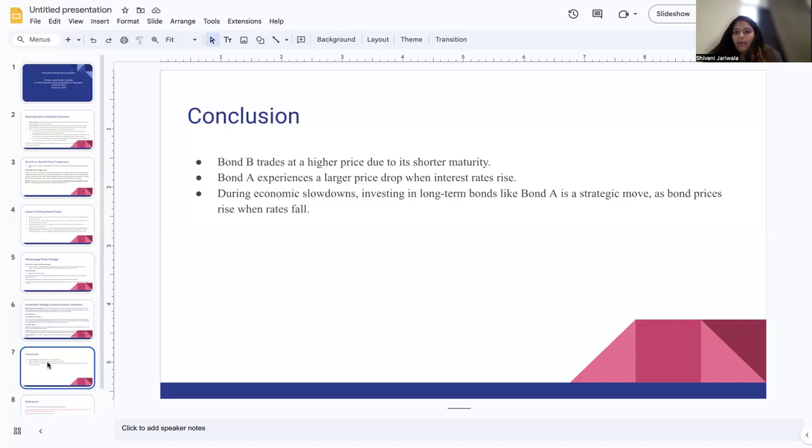So, to wrap up this presentation, I would say that investing in bonds and buying and selling completely depends on the person, I believe. Bond B trades at a higher price due to its short maturity, and bond A experiences a larger price drop when the interest rates rise. So during an economic slowdown or recession, investing in bonds with longer maturity is a good strategic move, as bond prices will rise if the interest rates are going down.